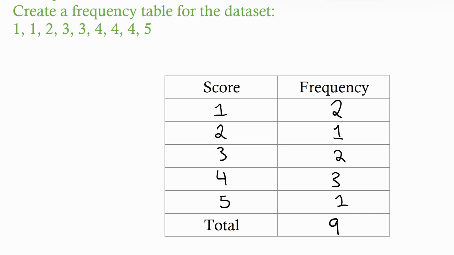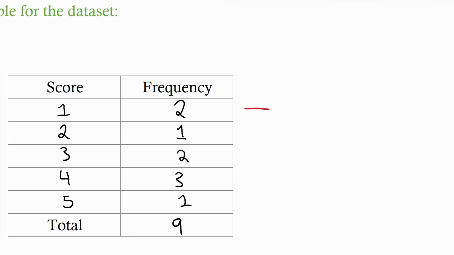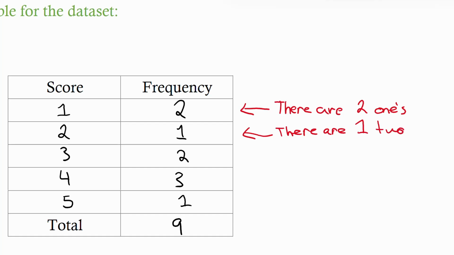So again, if you're reading one of these tables, let me write it in a way that's going to make sense. There are 2 1s. Then if we look at this one, there is 1 2. And you just keep going down: we have 2 3s, 3 4s, 1 5.